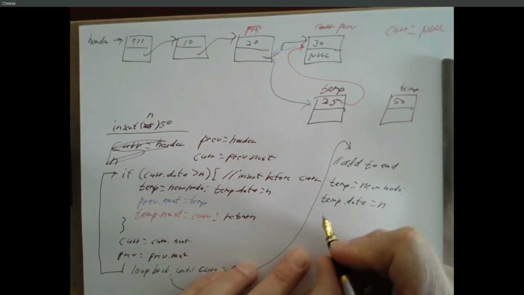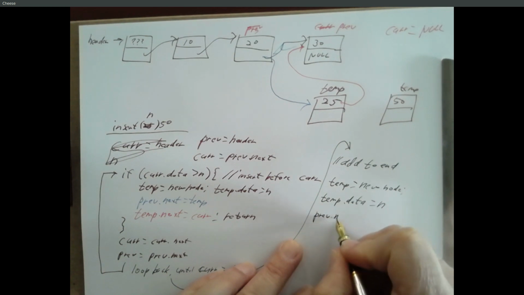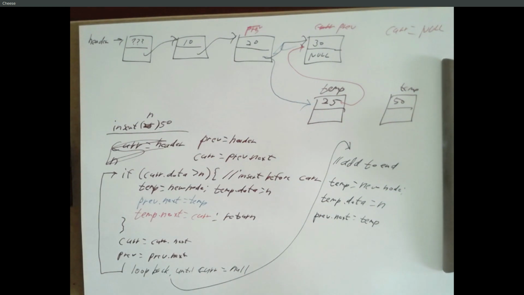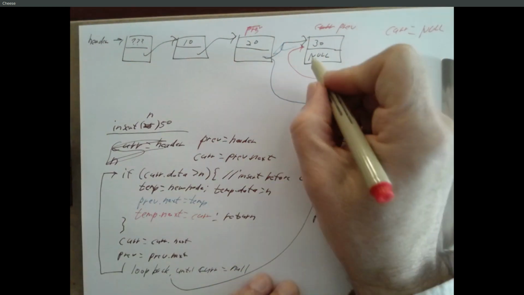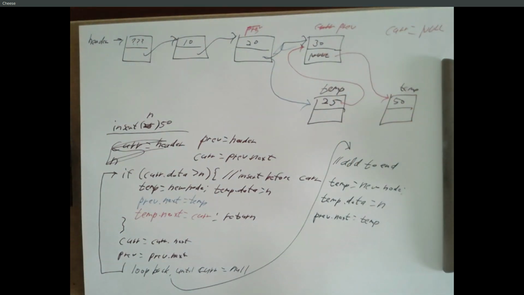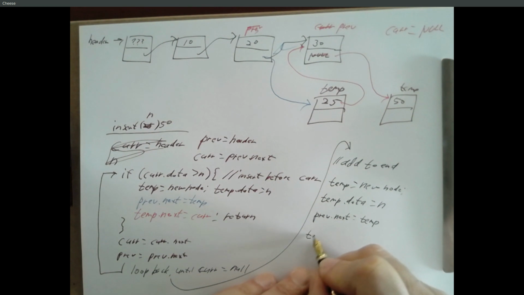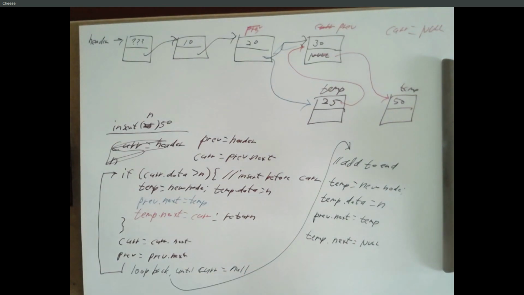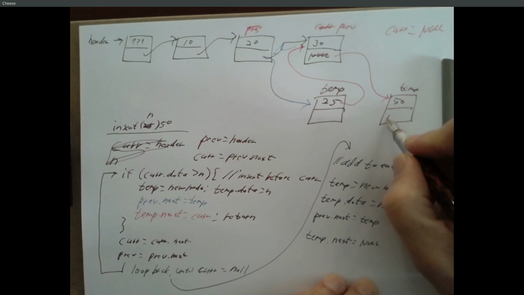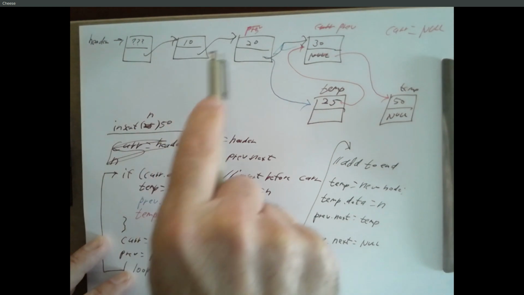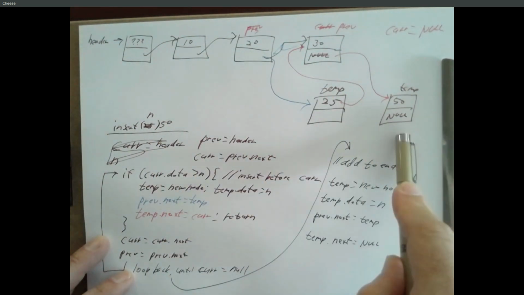Perfect. Previous dot next equals temp. So that says take the next field of this node, and instead of having it be equal to null, have it point to temp. And then, unless you do this in your get node, which you might, temp.next should be null. So this is null. And what's our list look like now? Sentinel points to 10, 20, 25, 30, 50, end of list.